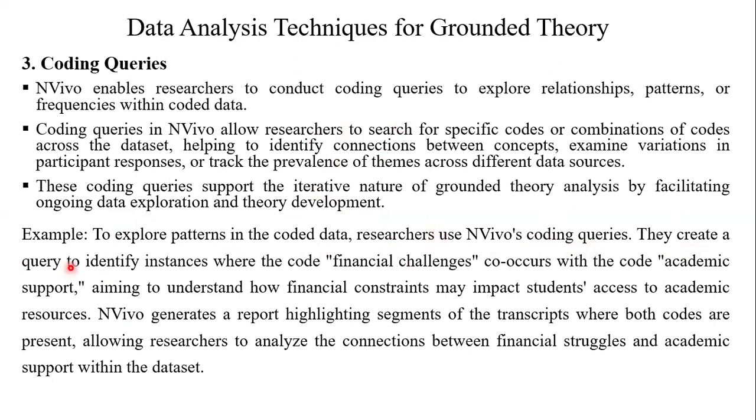So they create a query to identify instances where the code financial challenges co-occurs with the code, it may occur in some other transcript, academic support, aiming to understand how financial constraints may impact student access to academic resources. And it will generate a report highlighting segments of the transcript or the transcribed data where both codes are present, allowing the researcher to analyze the connection between financial struggles and academic support within the dataset. So you can identify the patterns, the themes, the relationships between different transcribed data reports.